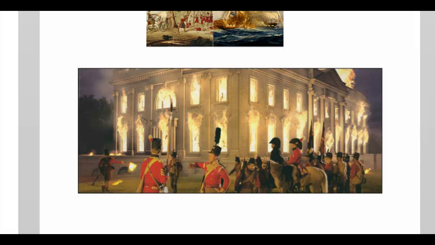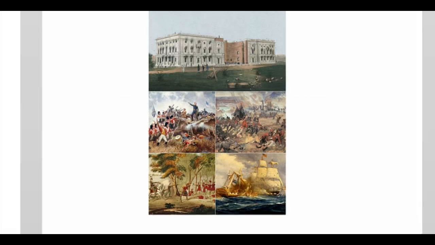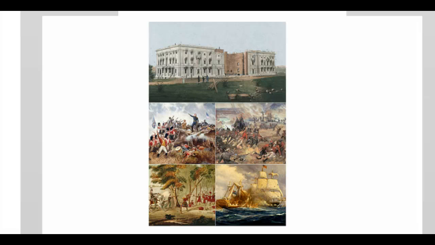Here's an artist's rendering of the British burning the White House. President Madison and his guests were actually just sitting down to dinner, and were forced to leave when word came that the British literally were just a short distance away. So when the British arrived at the White House, the soldiers walked in and saw the meal. They actually sat down and ate it prior to burning the White House. We can see here some other drawings from the war.